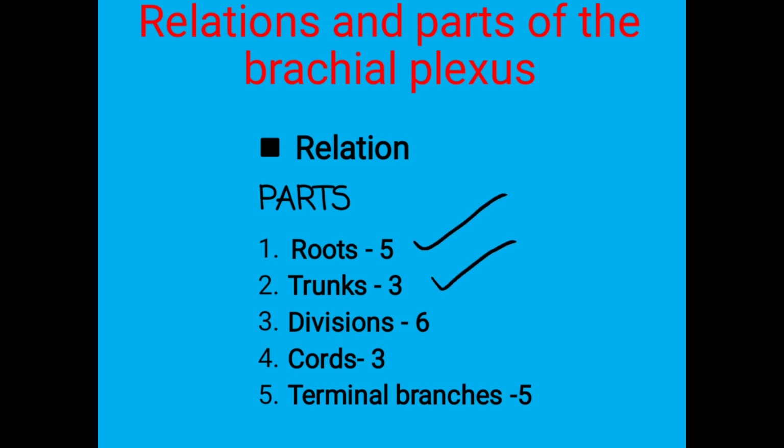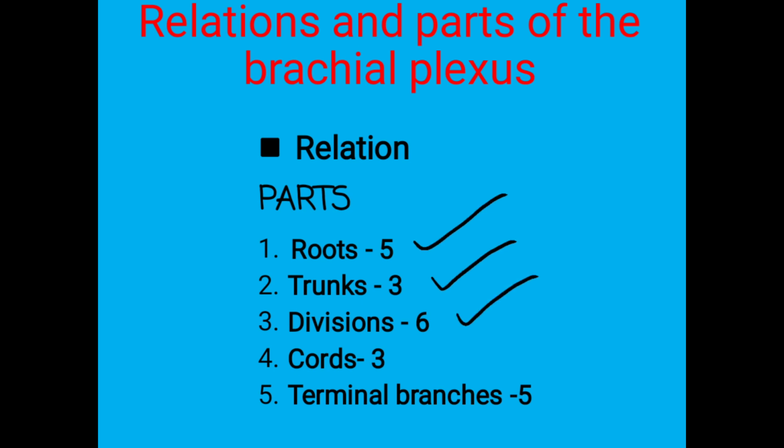Number 2, we have the trunks. The brachial plexus has 3 trunks. These trunks are seen in relation to the base of the posterior triangle of the neck. We have the superior trunk, the middle trunk, and the inferior trunk.